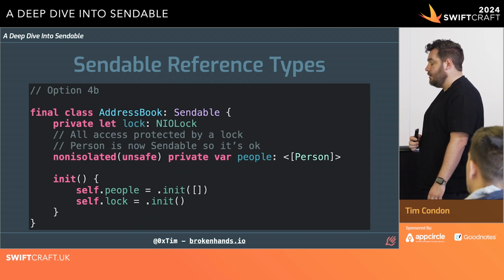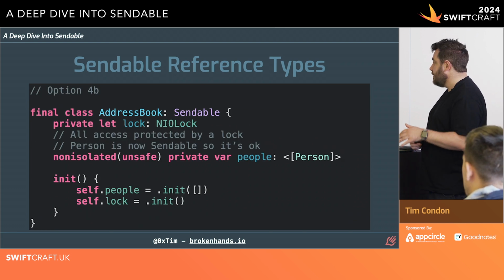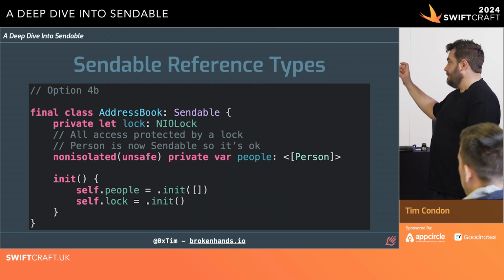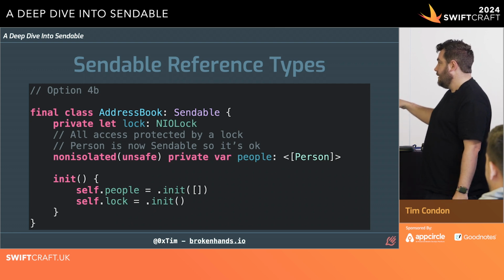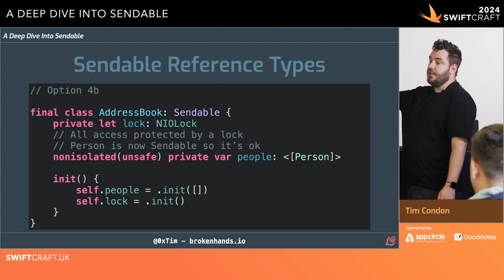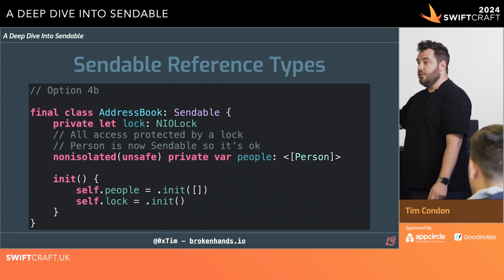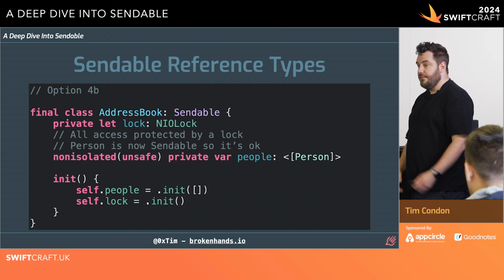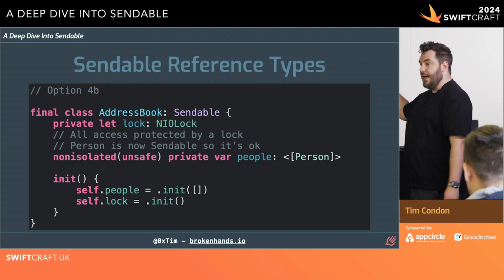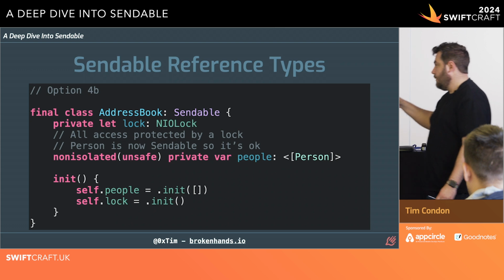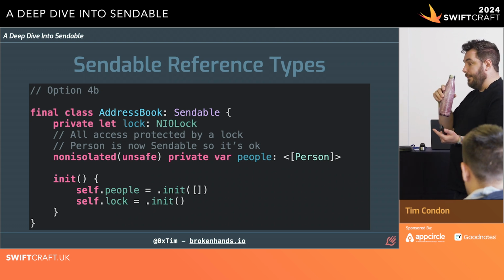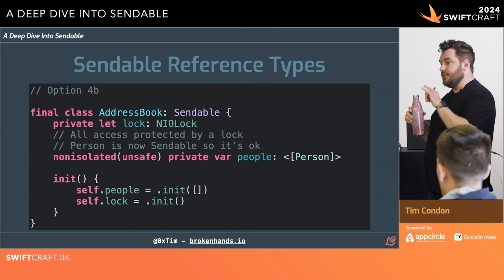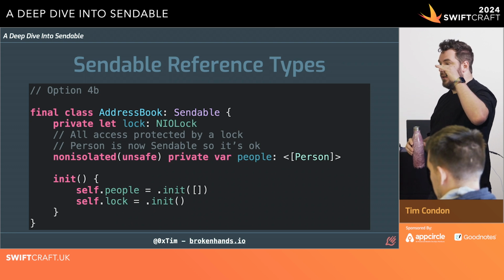The other option, with some of the newer stuff, is to use the nonisolated(unsafe) thing and actually manually protect it as well. In this instance, this is very similar to the unchecked Sendable thing, where you're using a lock to manually check it, and you're saying that people here is unsafe and nonisolated, and this will allow you to access it by protecting it with a lock. And this is effectively a way of saying only this property is unchecked Sendable rather than the whole type.